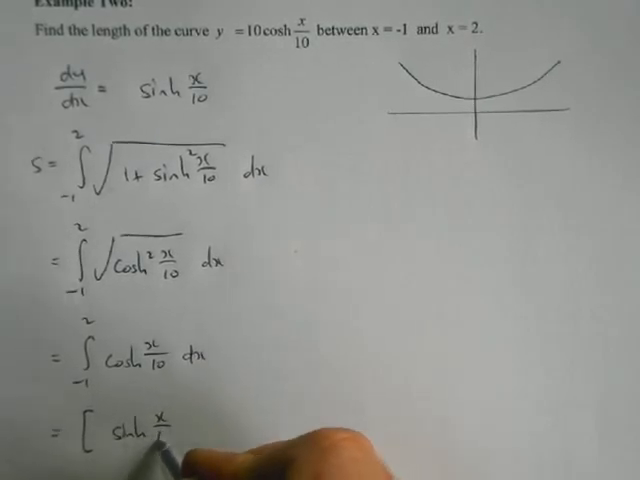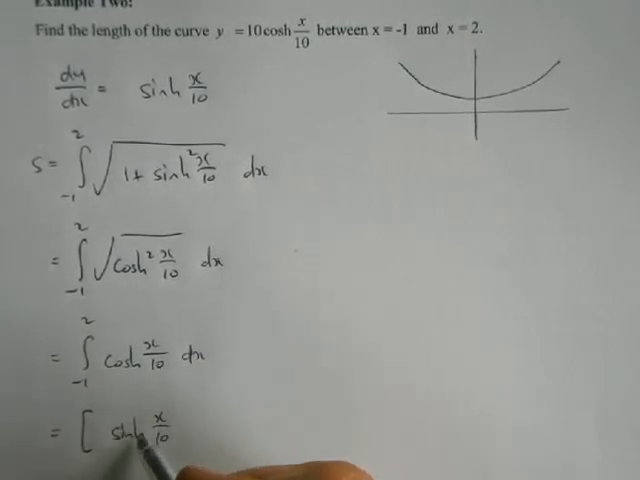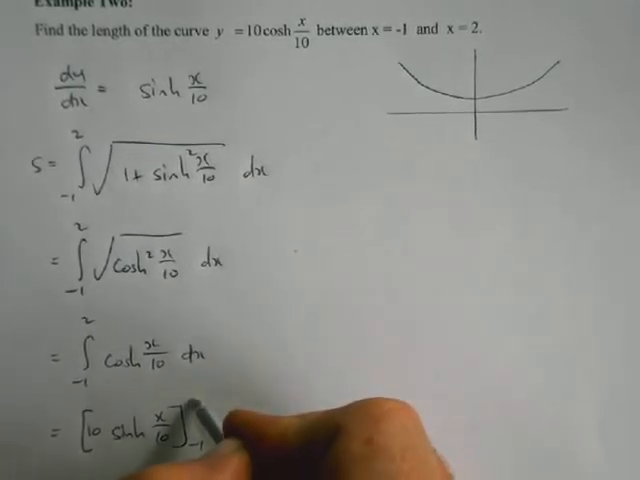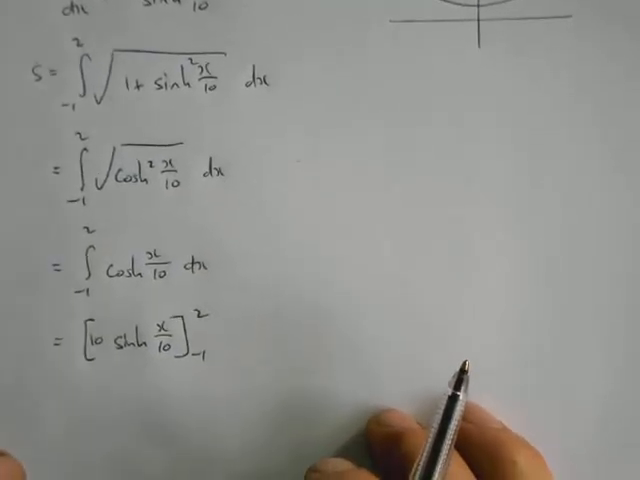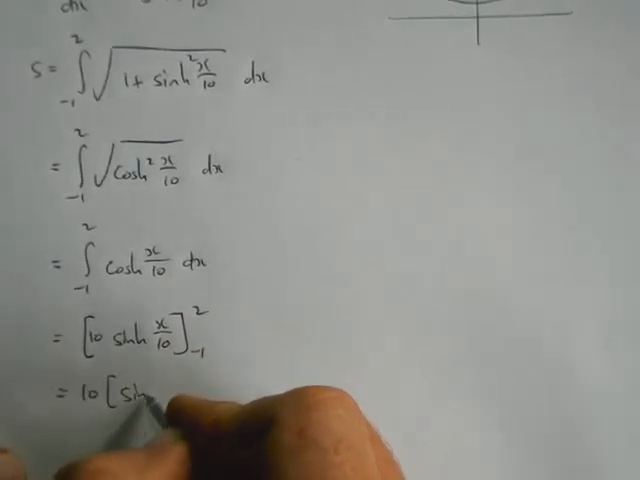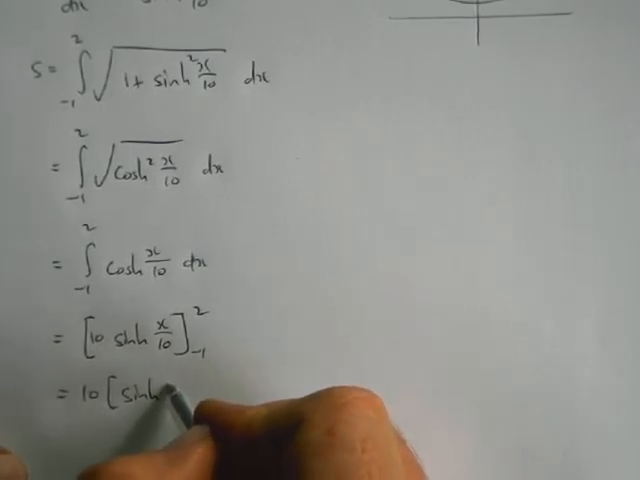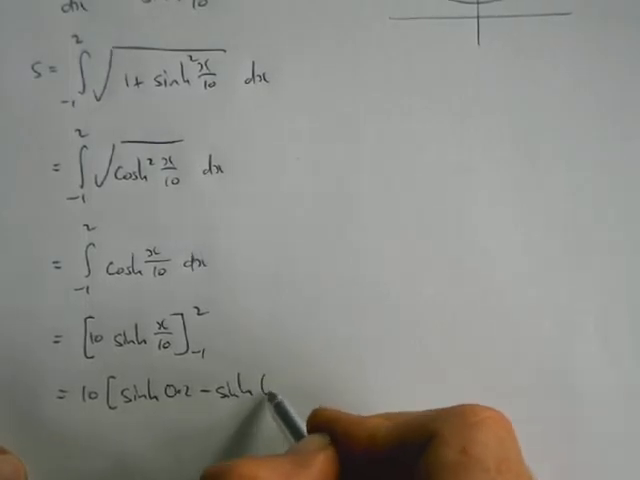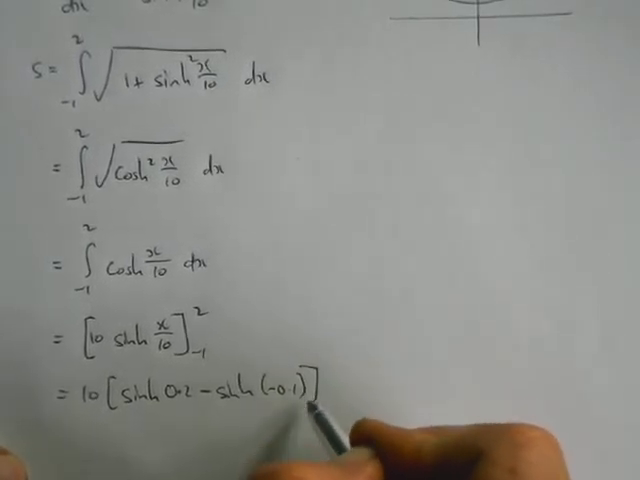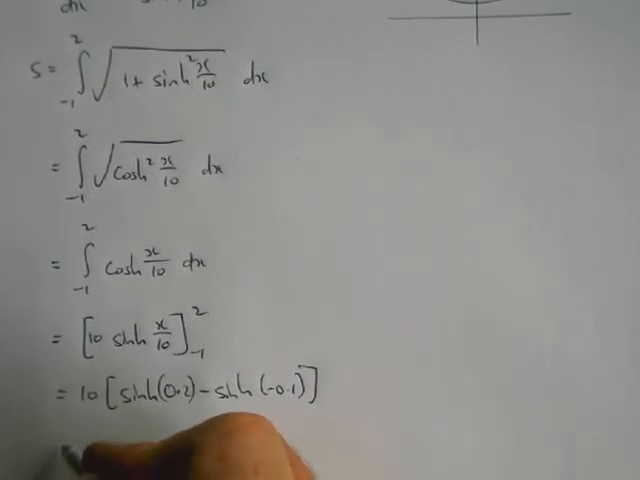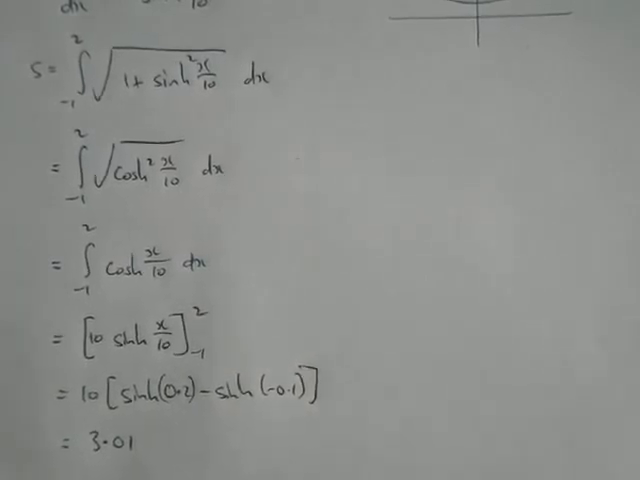So now we just have to integrate this thing. So when you integrate cosh, you get sinh, and then we're going to have to deal with that 1/10, so we're going to need a 10 out the front of it. From -1 to 2, and we can just stick the limits in, so it leaves a 10 out the front of the whole thing. So we get sinh 2 over 10 minus sinh -1 over 10, and that you can just whack into a calculator, and the answer comes out to be 3.01.